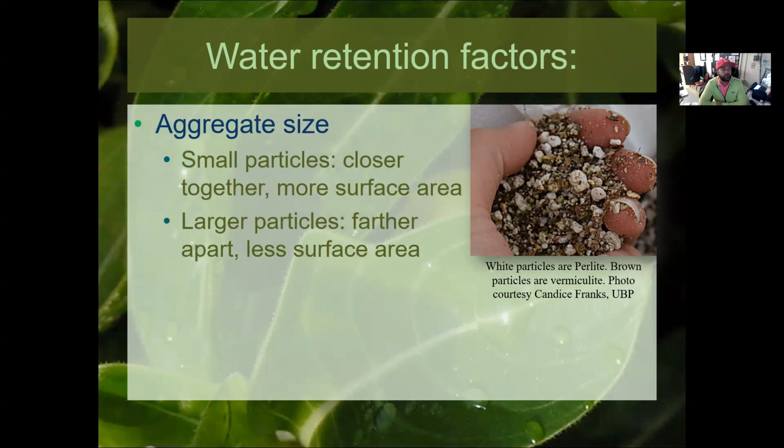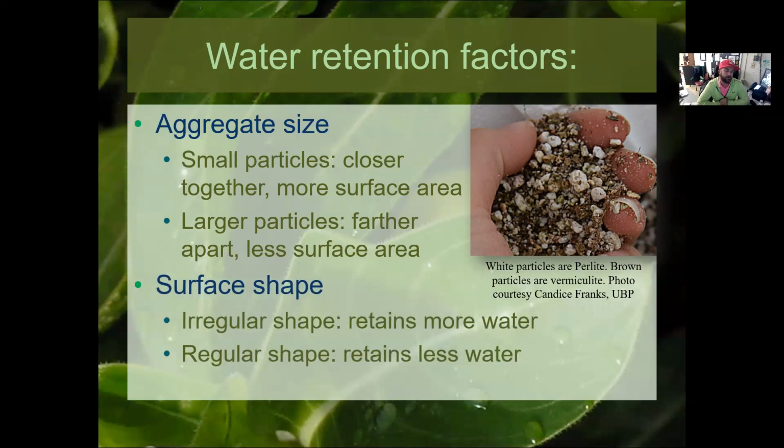So aggregate size: small particles closer together, more surface area; larger particles farther apart, less surface area. Depending on the size of your particles, it's going to really depend on how your roots grow and where your plant comes out from. It can be more controlled with larger particles, but having those smaller particles will let your root system grow and expand a little bit more.